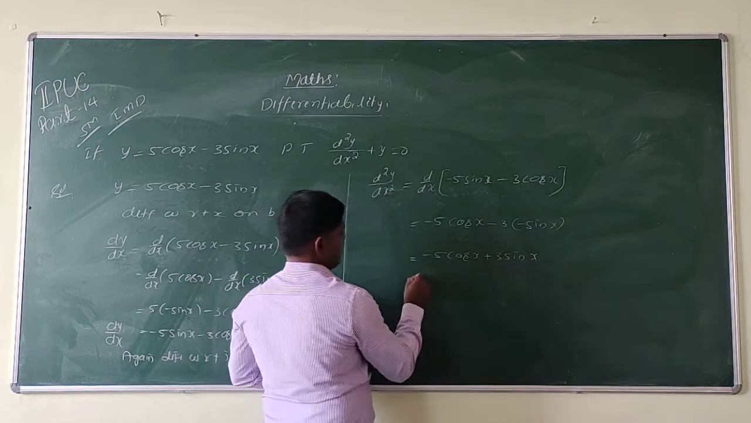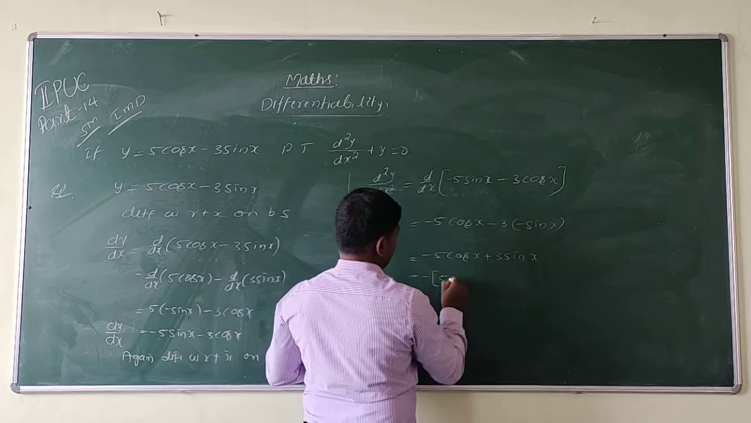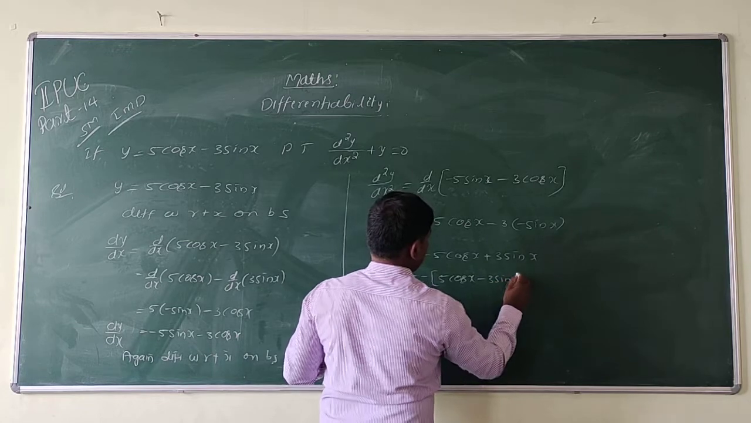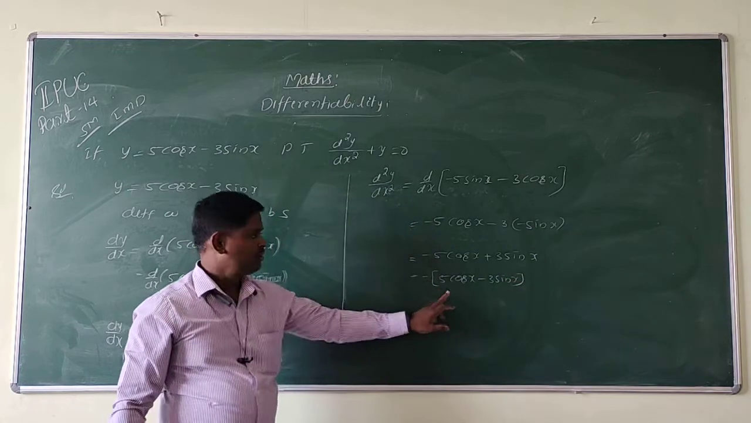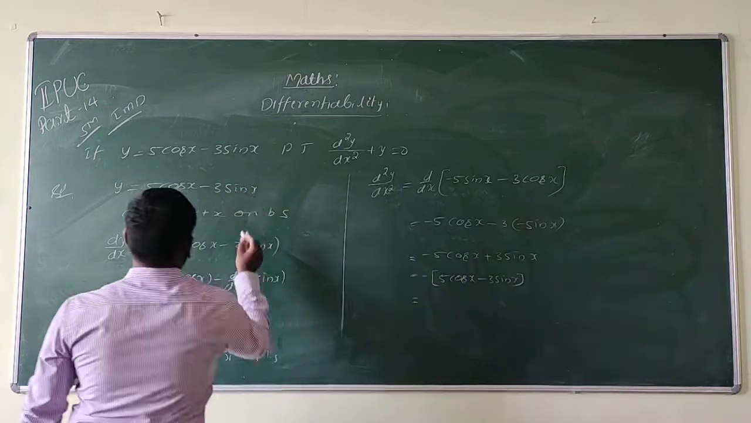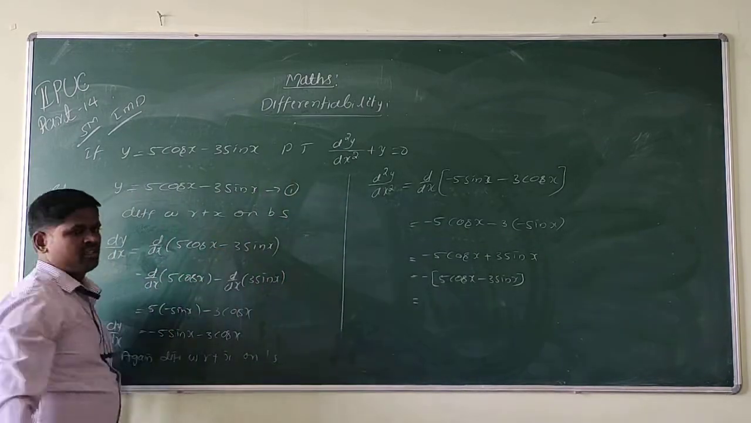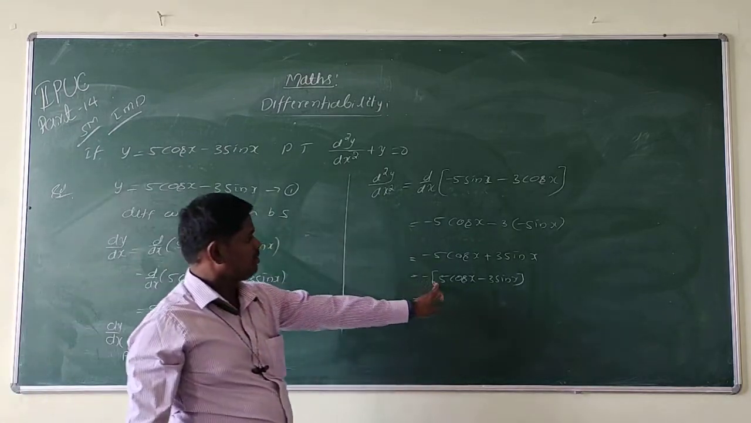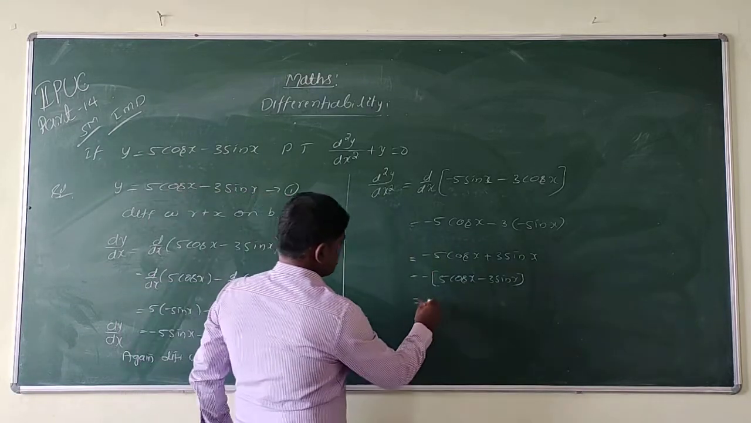Here I am taking minus as common: minus of (5 cos x − 3 sin x). If you take minus as common here, then the sign changes. Suppose this is taken as equation 1. From equation 1 we see that 5 cos x − 3 sin x is nothing but y. So therefore this is −y.